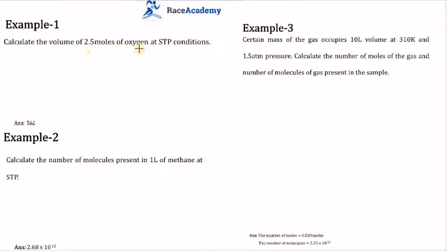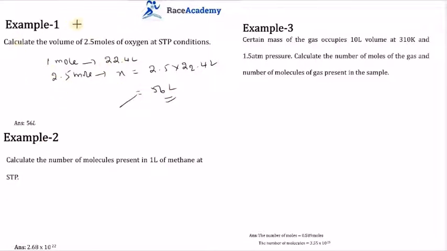Calculate the volume of 2.5 moles of oxygen at STP conditions. Any gas will occupy 22.4 liters, we know. So 1 mole of a gas occupies 22.4 liters. Here in the given problem we have 2.5 moles, so 2.5 moles will occupy x. X is equal to 2.5 into 22.4 liters, that will become exactly equal to 56 liters. This is the answer for this problem. This is our example 1.